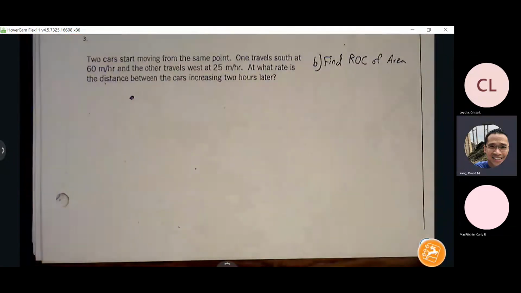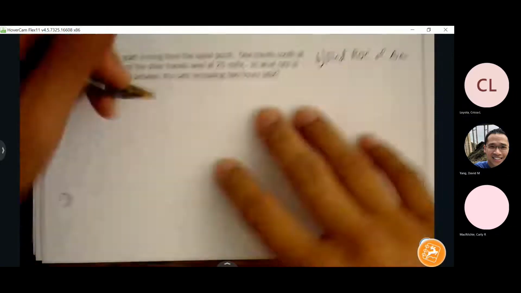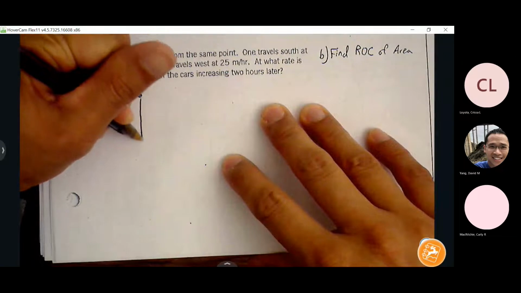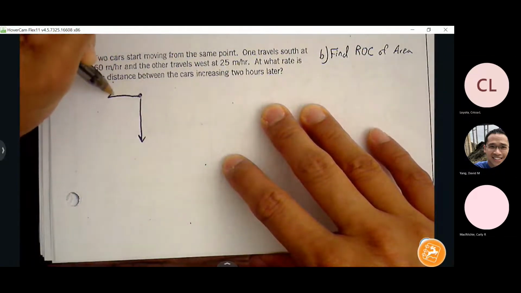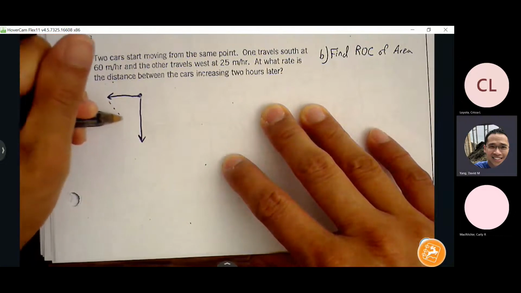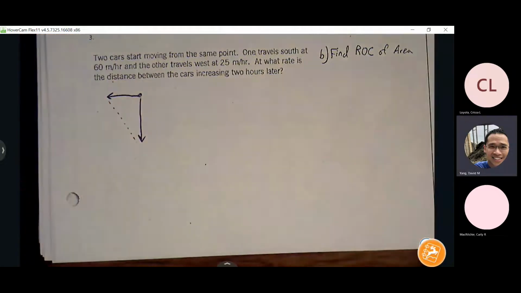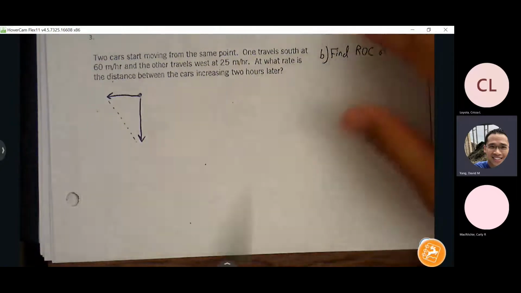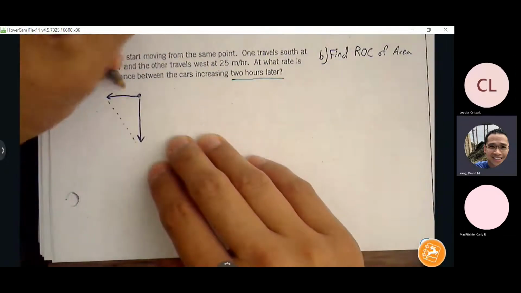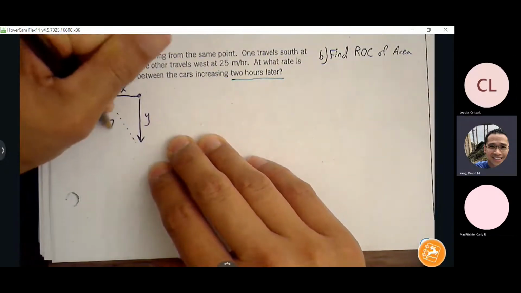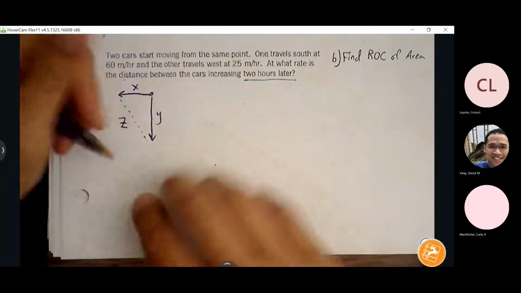Okay, 2 cars start moving from the same point. One travels south, the other travels west. At what rate is the distance between the 2 cars increasing 2 hours later? That's something to keep in mind here, 2 hours later. I'm going to call this x, call this y, call this z, Pythagorean theorem.